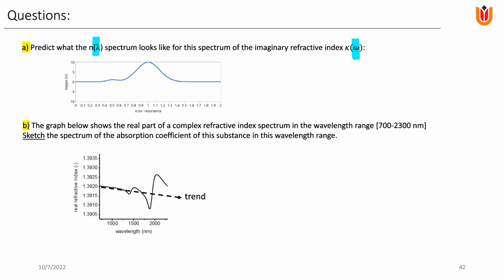So one quick question for you, to see if this landed a little bit. Let's say we take this absorption spectrum, so it has a small absorption peak here and a huge absorption peak there. If this is the imaginary part of the refractive index, can I qualitatively predict how the spectrum for the real part will look?